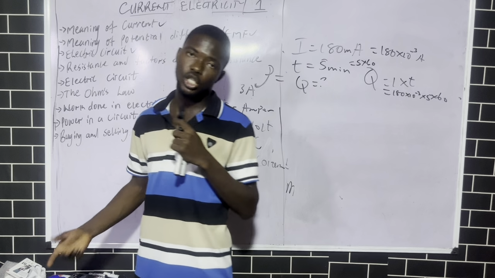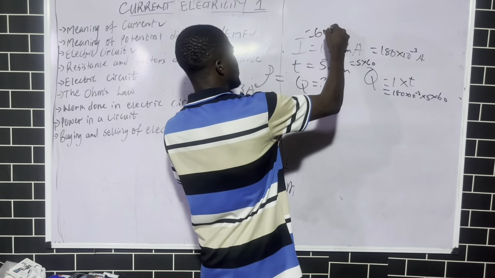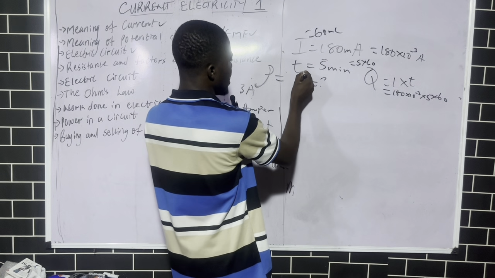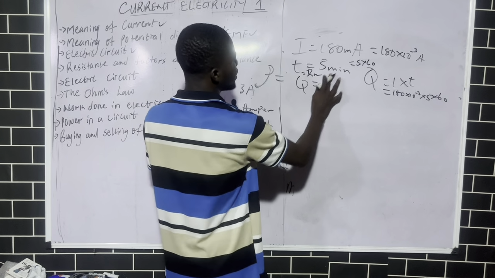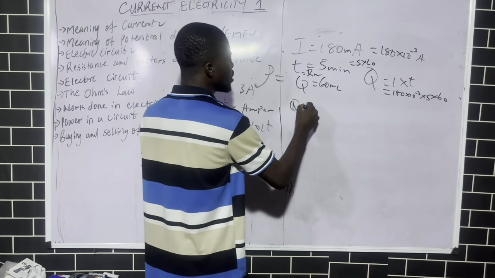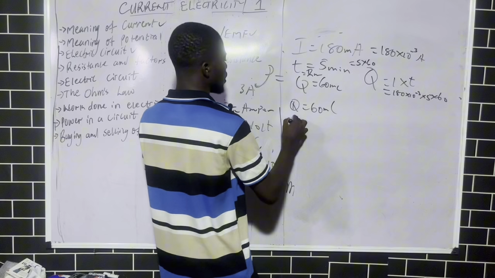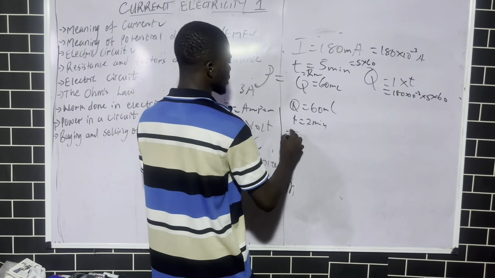2 minutes. The current through it is what? Easy. So 60 millicoulomb. Sorry, millicoulomb is for charge. Charge here is 60 millicoulomb. Let me just solve it. Q is 60 millicoulomb. Time is 2 minutes. And they want me to find current.